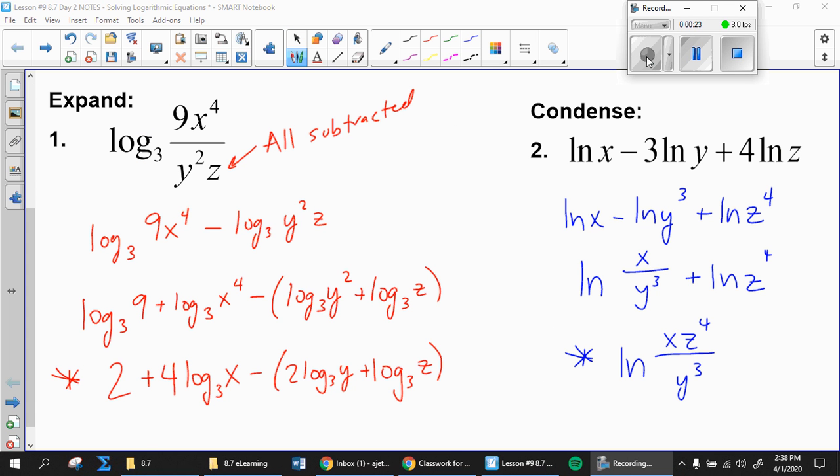All right guys, here's the answers to these two problems. On the first one, make sure you have these parentheses here showing that this entire thing is in the denominator. Also here, make sure that you simplify log base 3 of 9 to 2. And then over here, remember when you're multiplying the z to the fourth times this fraction, that z to the fourth goes to the numerator.